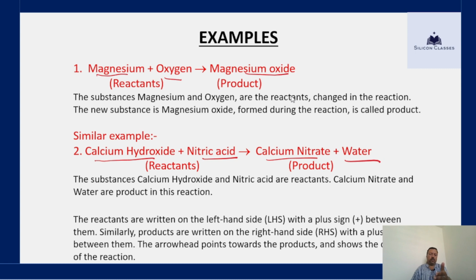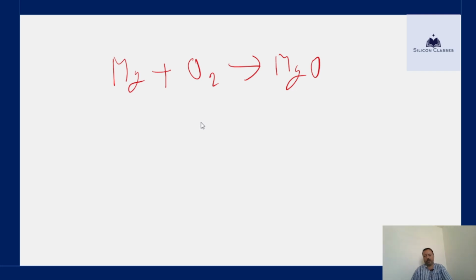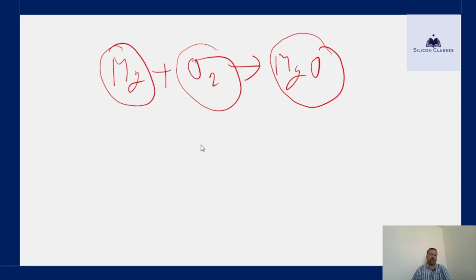Here we have shown some examples, you should see. Next, there are so many examples for chemical equation or chemical reaction. Suppose magnesium plus oxygen. It will form magnesium oxide. Here magnesium and oxygen are the reactants and magnesium oxide is a product. The properties of magnesium oxide should be totally different from magnesium and oxygen.